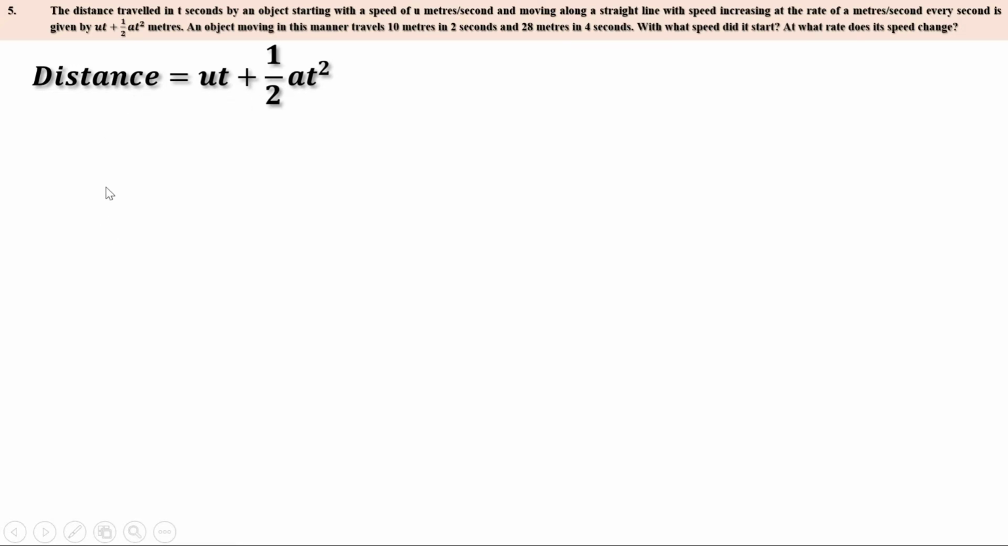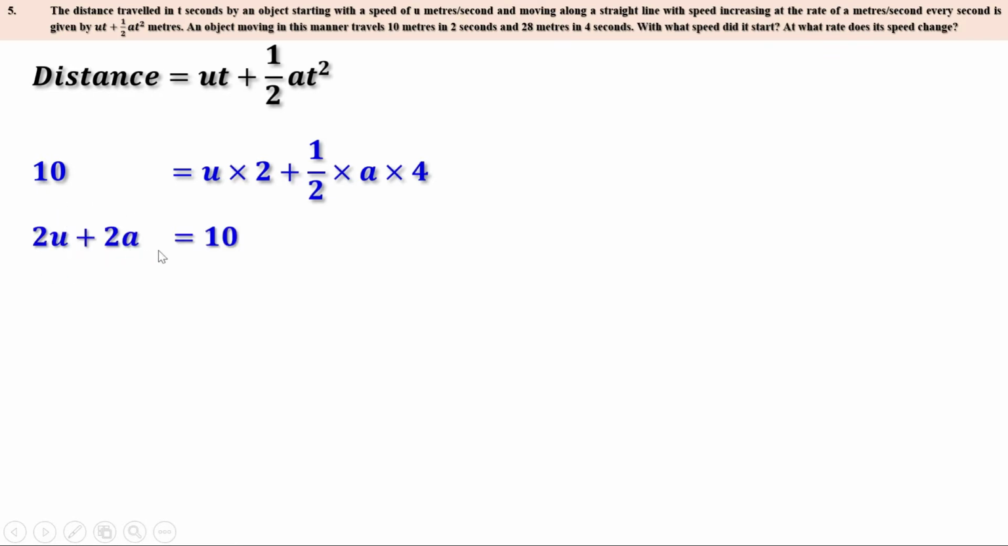That is 10 equal to u into 2 plus half into a into 2 square, or 10 equal to u into 2 plus half into a into 4. U into 2 is 2u. Half into a into 4 is 2a. So we can say 2u plus 2a equal to 10.